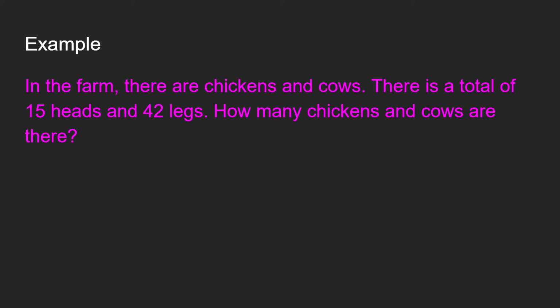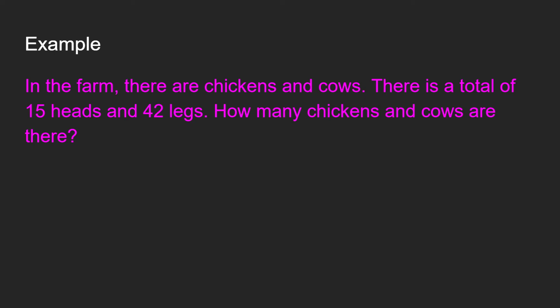So now we look at an example and we go through the approach on how to actually solve this guess and check question. So in the farm, there are chickens and cows. There is a total of 15 heads and 42 legs. How many chickens and cows are there? So as you can see, what we need as our end goal is to find the number of cows and the number of chickens. So how do we do this step by step?